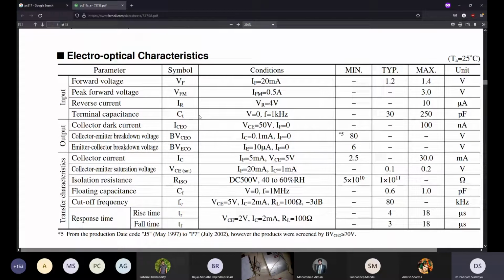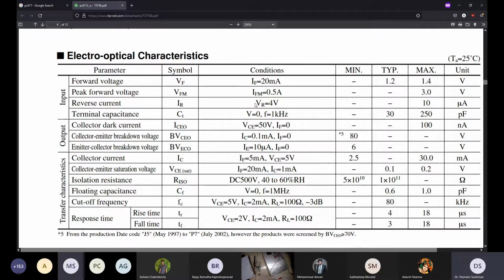So the forward voltage, typically the voltage drop, is 1.2 volts. This is at the input side. The forward voltage drop is typically 1.2 volts. At 0.5 ampere, you will have a drop of 3 volts, but you should not operate at this limit. The reverse current for a diode is typically very small.